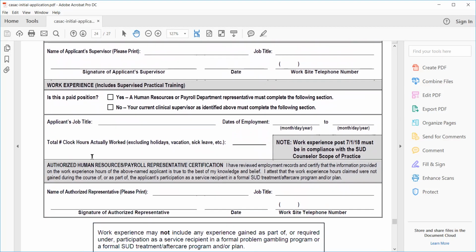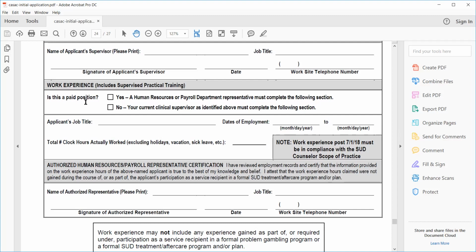This is the same form whether you are a volunteer or you are out there getting paid. And we're very excited for when you get paid for this. If you are a volunteer, you click no. As an intern, you click no because you are not getting paid. Do not send this form to human resources.